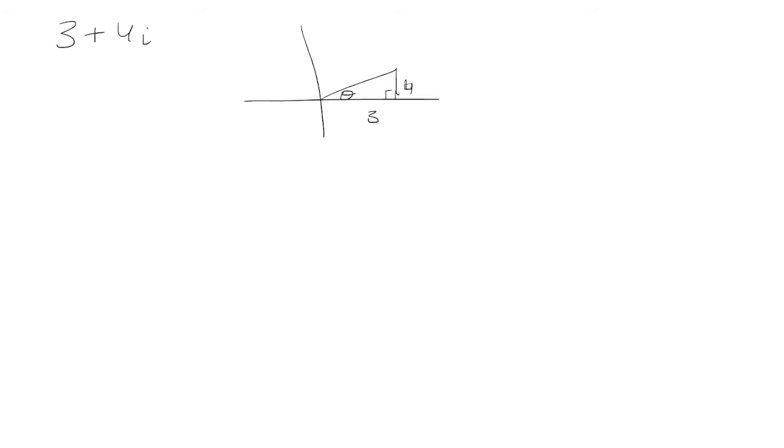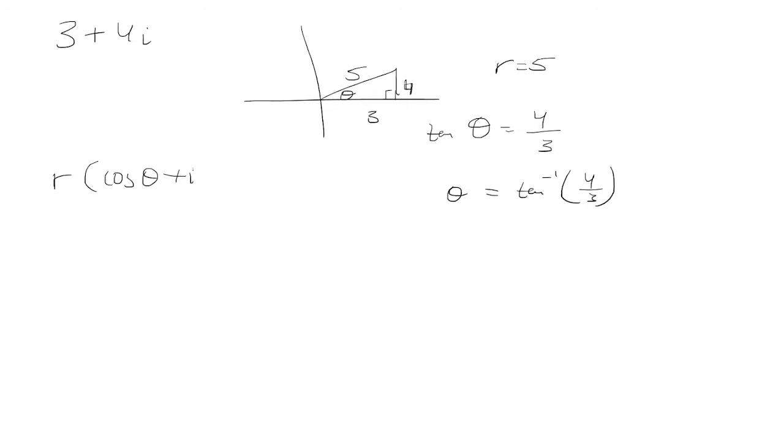So this is a 3, 4, 5 right triangle. So r is going to be the hypotenuse, which is 5. Theta, well, tangent of theta is opposite over adjacent. So theta itself is the inverse tangent of 4 over 3. And the polar form that we want it in is in this form. So we just have to replace r with 5 and theta with the inverse tangent of 4 over 3.